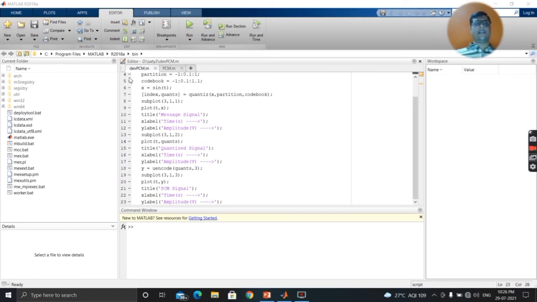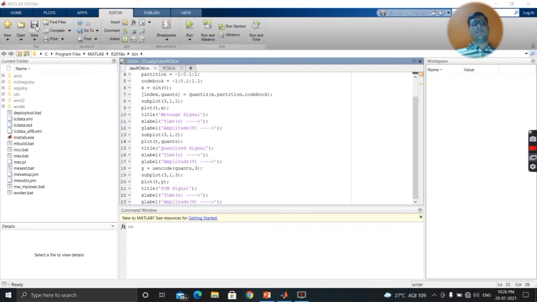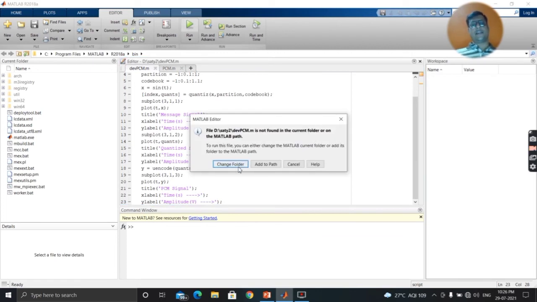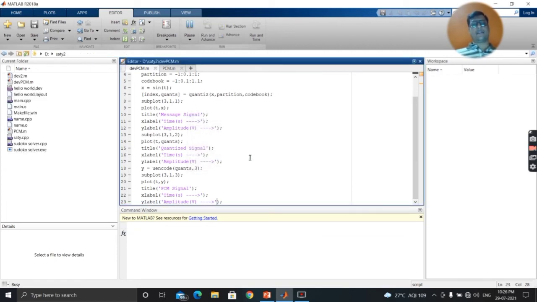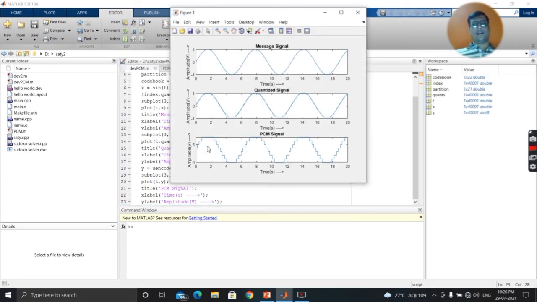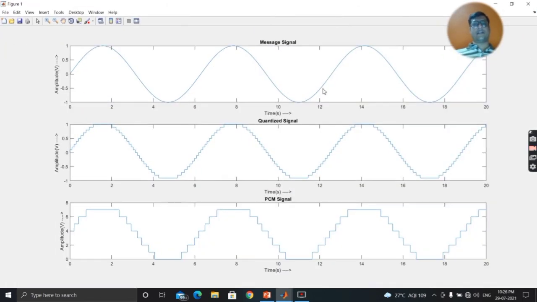So I have written all this. After writing all this code, you need to save it. Identify the path, save in a particular folder, and then you go for the run option. Here change folder was asked, so I have changed it. Then it is running, and you can see the figures will be generated.